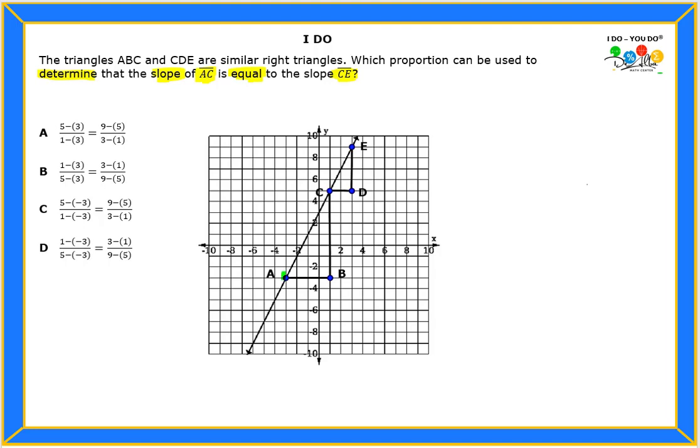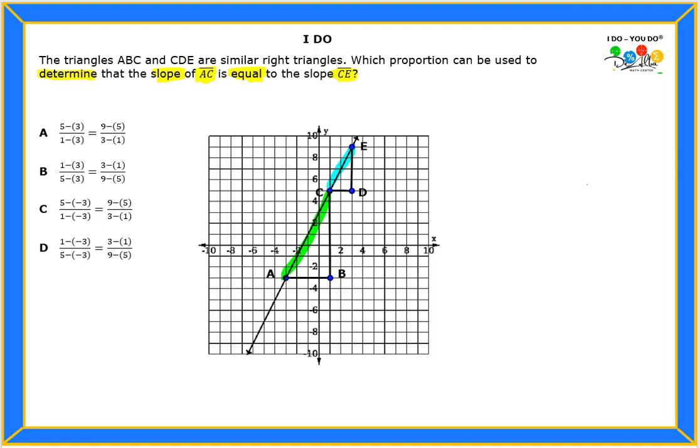Okay, so what is AC? Well, AC is right here, from here to here, right? And CE goes from here to here. Okay, so I know what you're thinking. Miss, the slopes cannot be the same because one looks bigger than the other one, right?